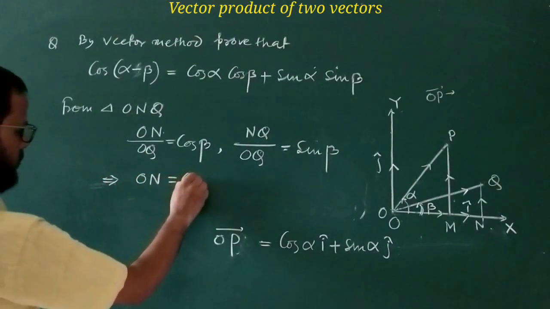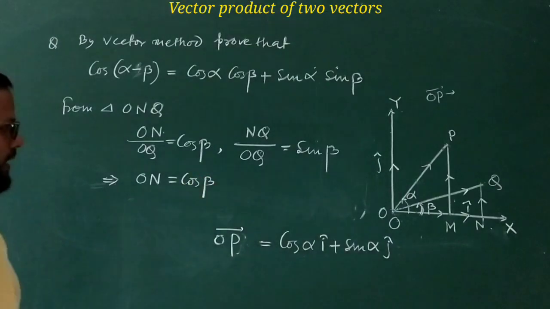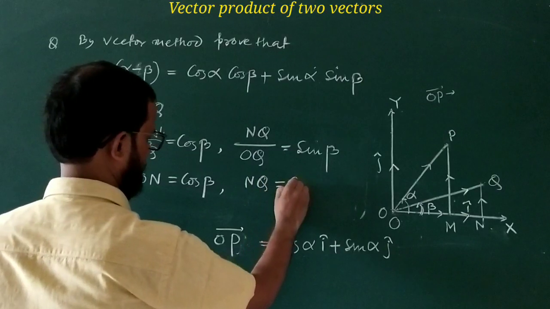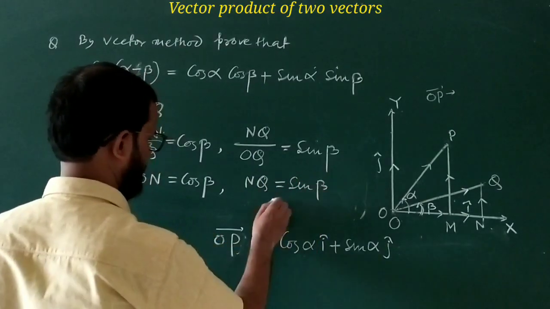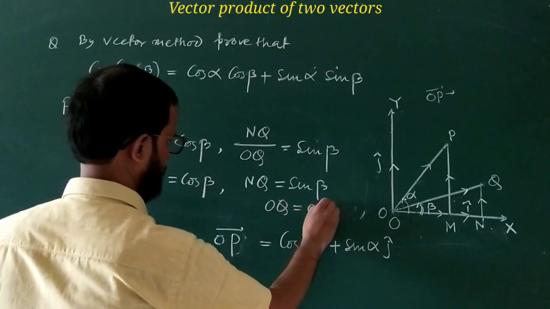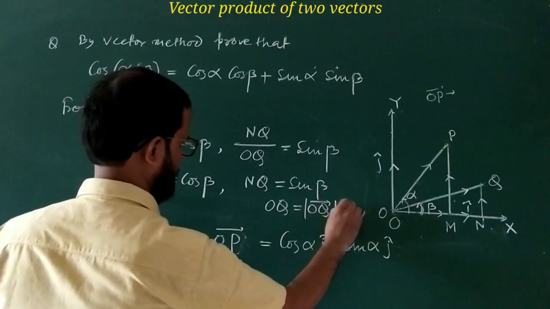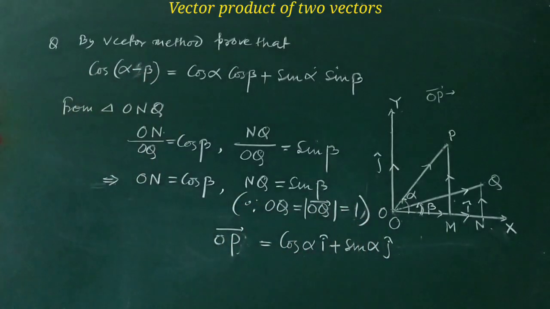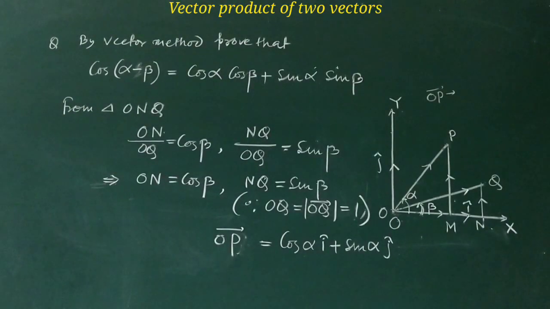So ON is equal to cos beta, and NQ is equal to sin beta. So you can write magnitude of OQ vector equal to 1, इसमें लिख के रख देना. ठीक है. So that's why ON is equal to cos beta, and NQ is equal to sin beta.